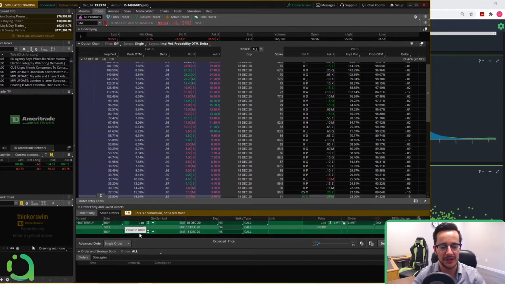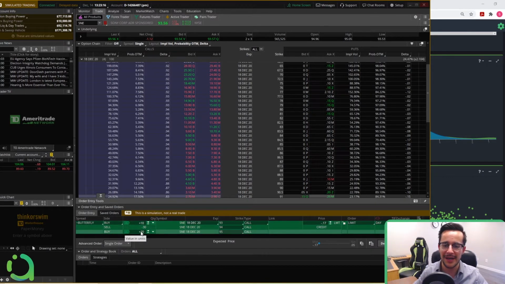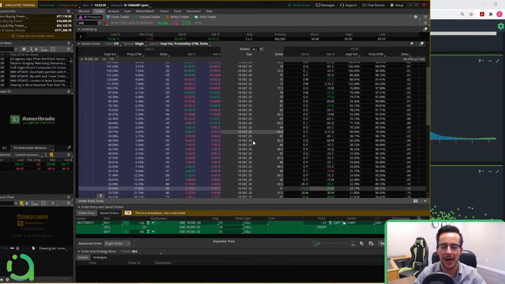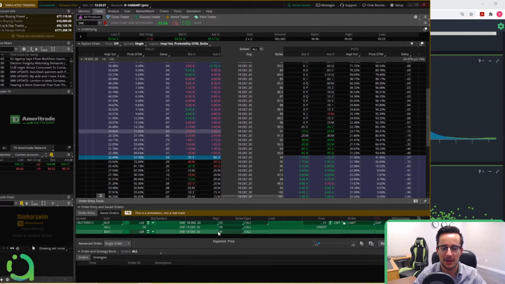1, 3, and 2, right? We're buying 1 at the money. We're going to sell 3 out of the money, and we're going to buy 2 even further out of the money as a hedge for our position. Now it populated 10 lots, so we'll roll with that for now. And now let's go ahead and change our strikes to be what we actually want. So our at the money strike, we want to put that to 94.